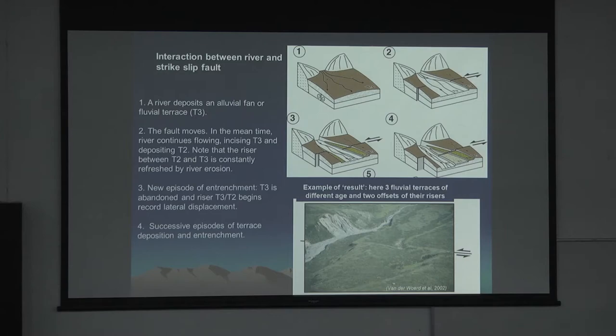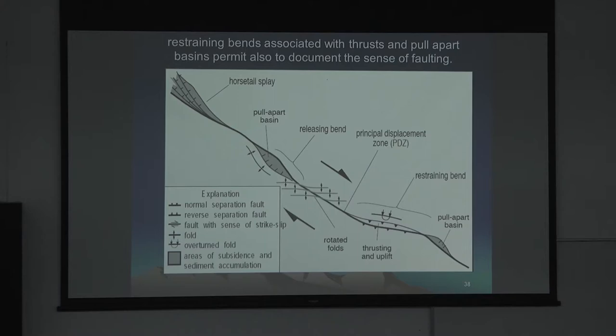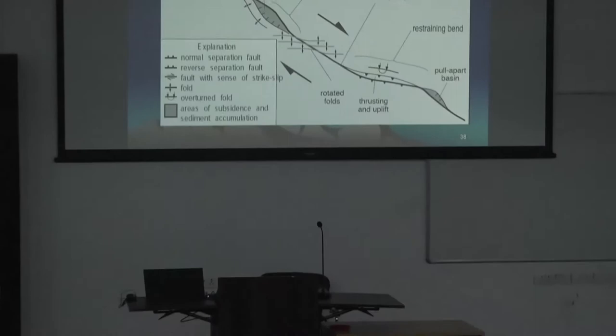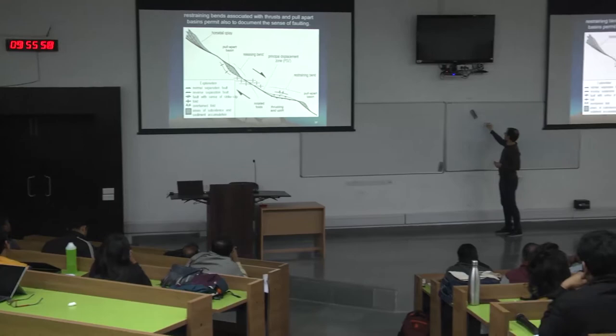There are other indicators of the sense of motion. Sometimes there are not always markers of deformation, fans or terrace risers, to indicate the sense of motion. So you have to rely on other observations. I was mentioning that for a fault to slip well, you need some linear trace, but it's not always the case. Sometimes you have small bends in the fault. So obviously these bends make geometric difficulties.